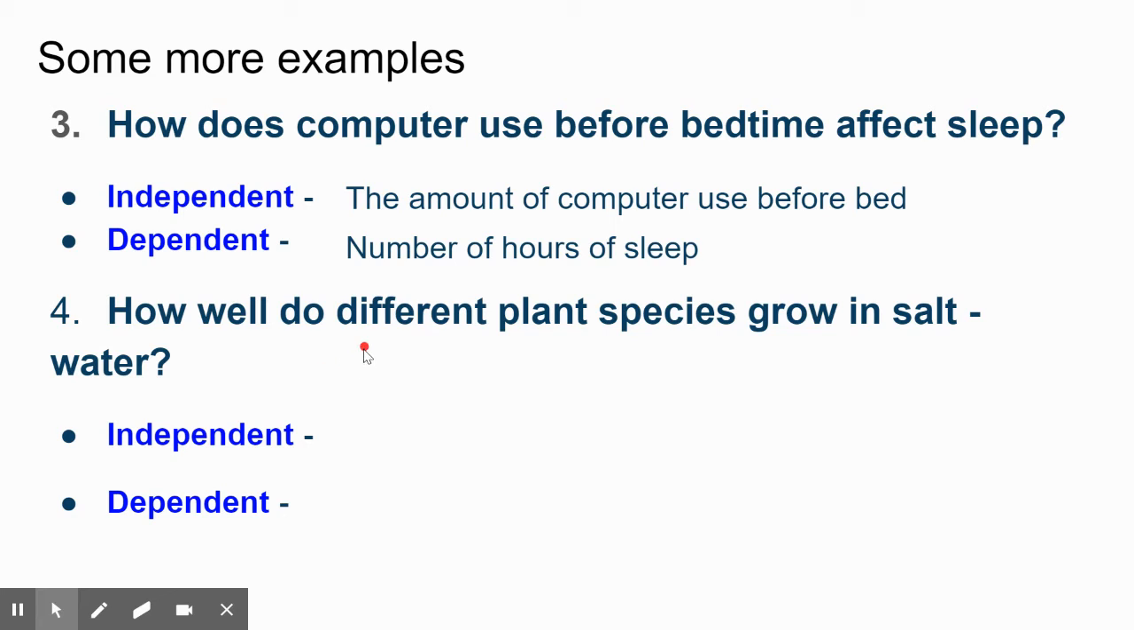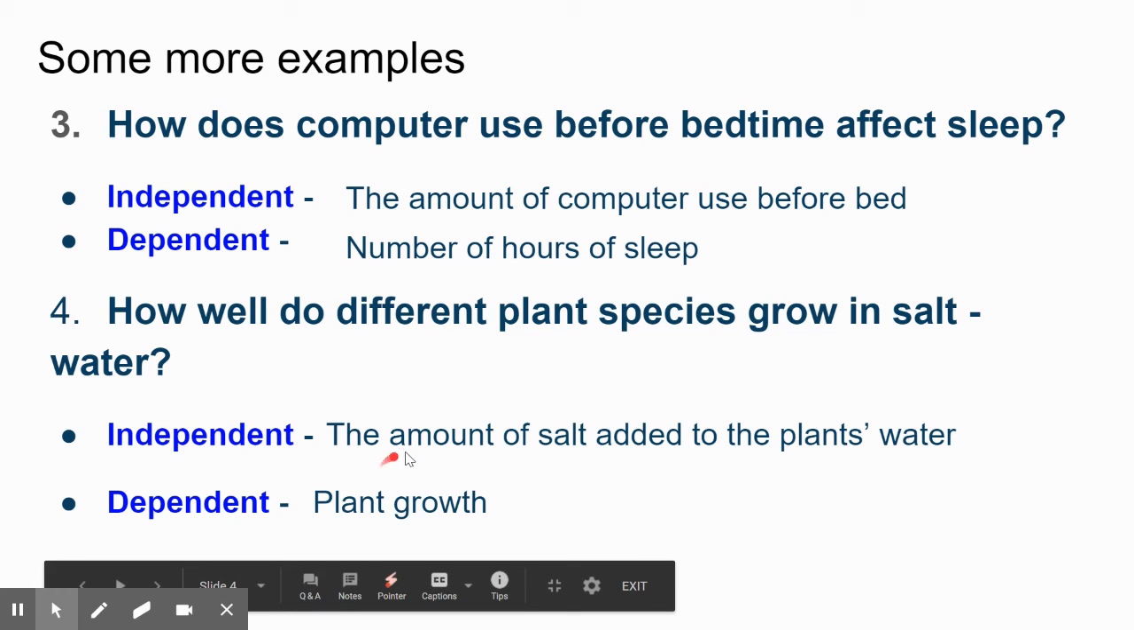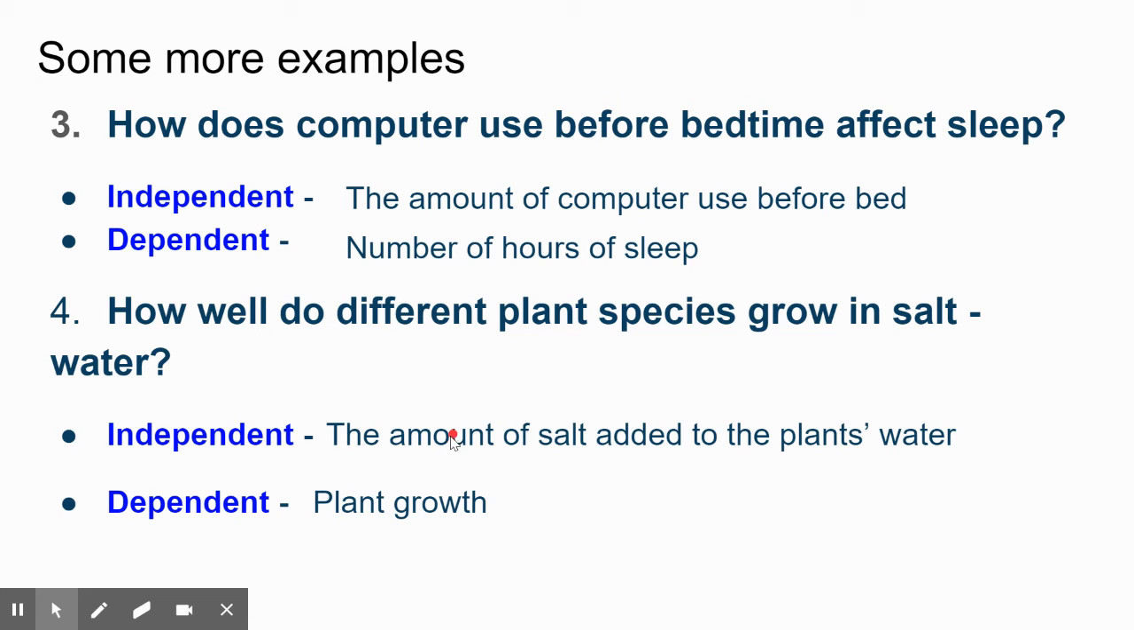Fourth example, how well do different plant species grow in salt water? In your experiment, you decide to control how much salt you're going to put in the water of your plant. That's your experiment. That's your control. The result will be how well the plant will grow. The independent variable, the cause, is the amount of salt added to the plant's water. The dependent variable, the result, is how well the plant grows. Plant growth depends on the amount of salt added to the plant's water.